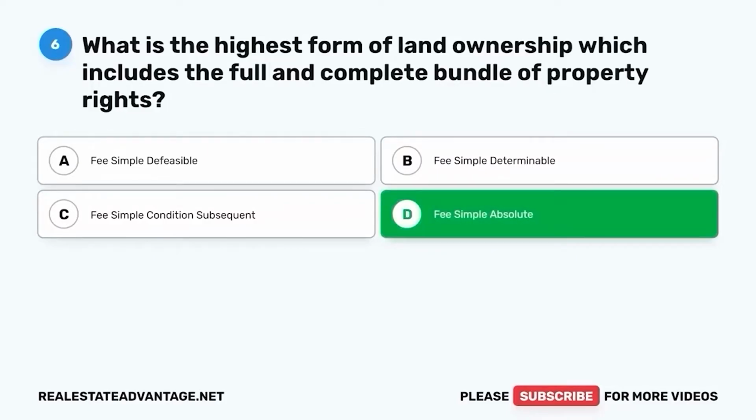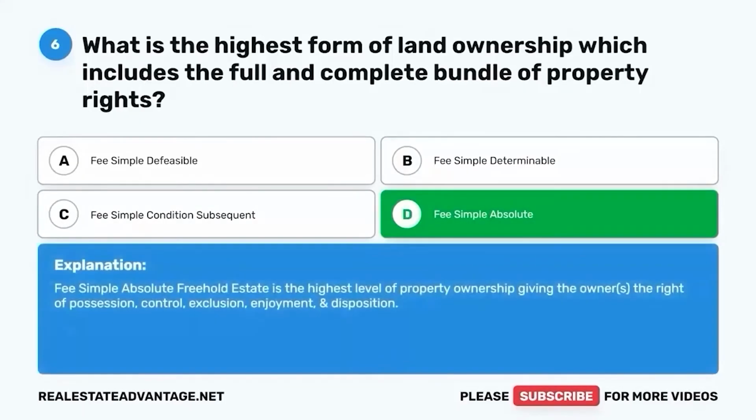The correct answer is D. Fee simple absolute. Freehold estate is the highest level of property ownership, giving the owners the right of possession, control, exclusion, enjoyment, and disposition.